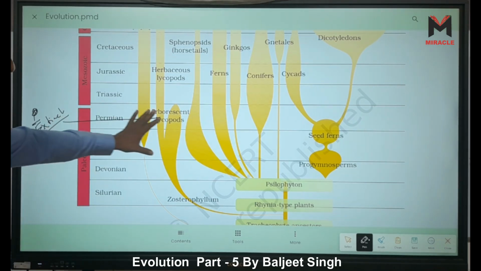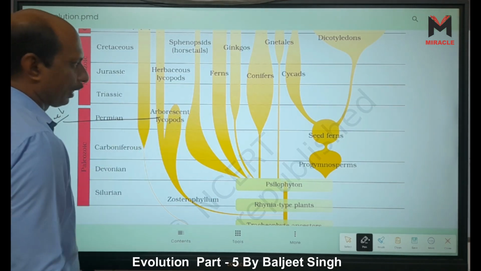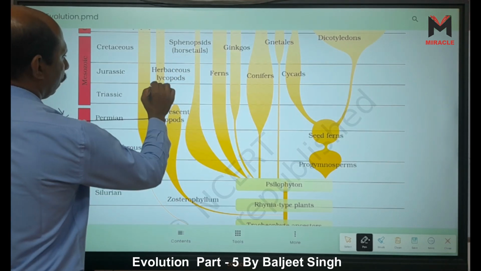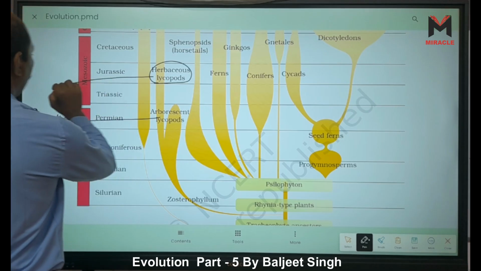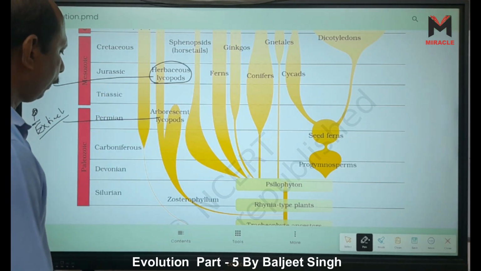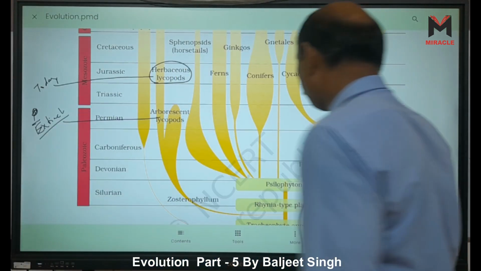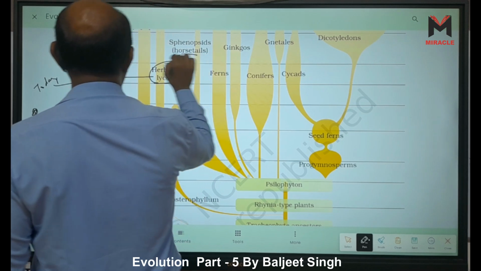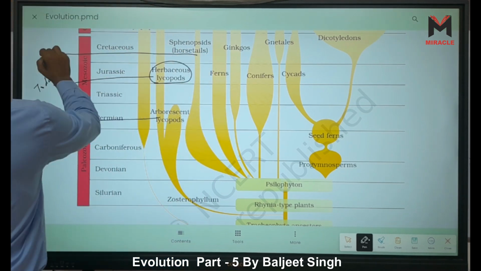In the Permian era, arborescent lycopods became extinct. But lycopods are present today also; they survived. Second step here, you can see Xylophyton. Now here, Sphenopsids, horsetail, they are also pteridophytes.